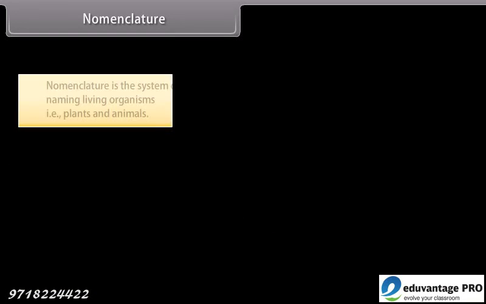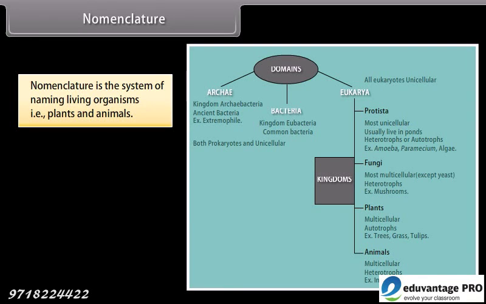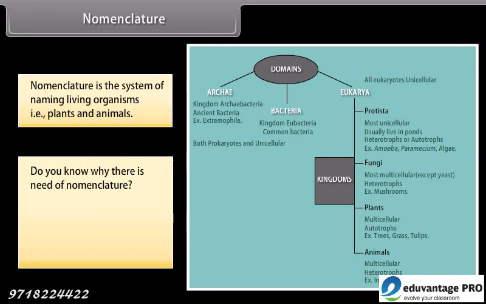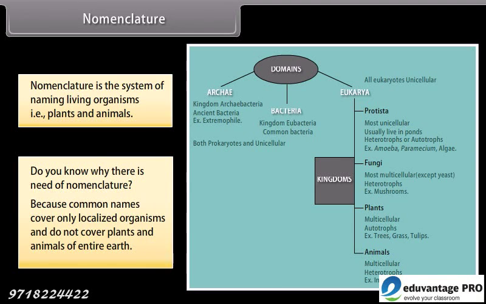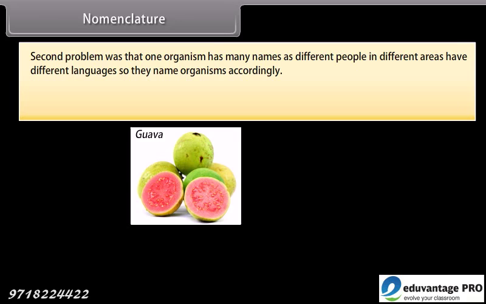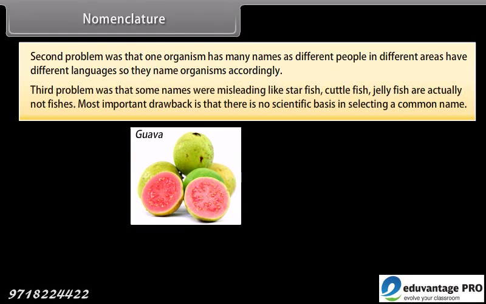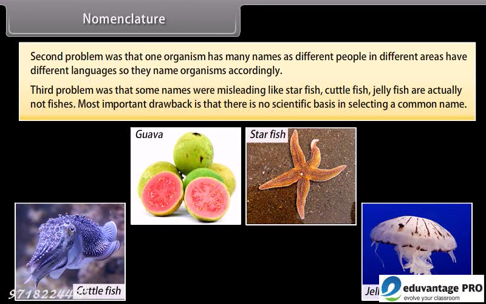Nomenclature. Nomenclature is the system of naming living organisms, that is, plants and animals. Do you know why there is a need for nomenclature? I will tell you. Because common names cover only localized organisms and do not cover plants and animals of the entire Earth. Second problem was that one organism has many names, as different people in different areas have different languages, so they name organisms accordingly. Third problem was that some names were misleading, like starfish, cuttlefish, and jellyfish are actually not fishes. Most important drawback is that there is no scientific basis in selecting a common name.